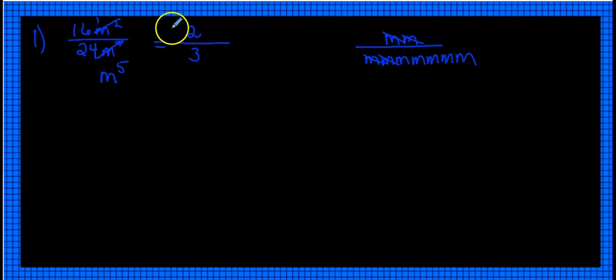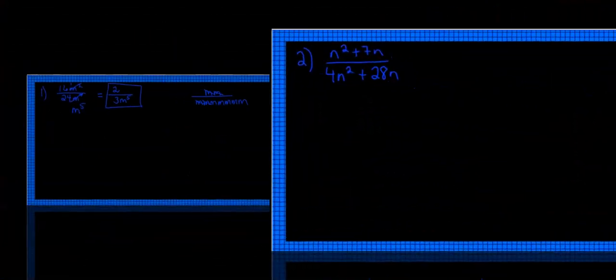I've already got a 2. If I didn't have anything, I'd put the 1. But I've already got a 2 here, so I don't need to write 2 times 1 or anything. Just leave that. And then I bring this m to the 5th over here with the 3. So this is our simplified answer.